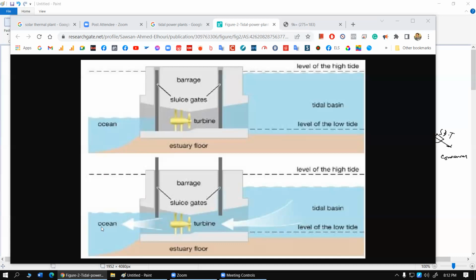In this case, no boiler is needed because we are not boiling anything. Simply, we are trapping the water over here, and the trapped water is being used to produce electricity. This is also a very nice source of energy, and this is also practically free. You can produce energy 2 times per day.